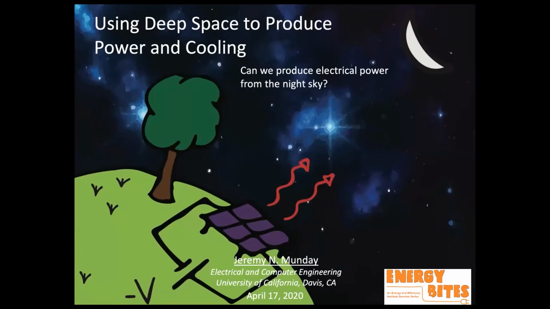So the question we have is, can we produce electrical power from the night sky? Now, at first you might think, how do you get power out of the night sky? During the day, you've got the sun, and so you can use the sun's light in order to produce power via the photovoltaic effect, so the solar panels that you see. But at night, you don't have the sun. So how would that work? That's what I'm going to talk about today.